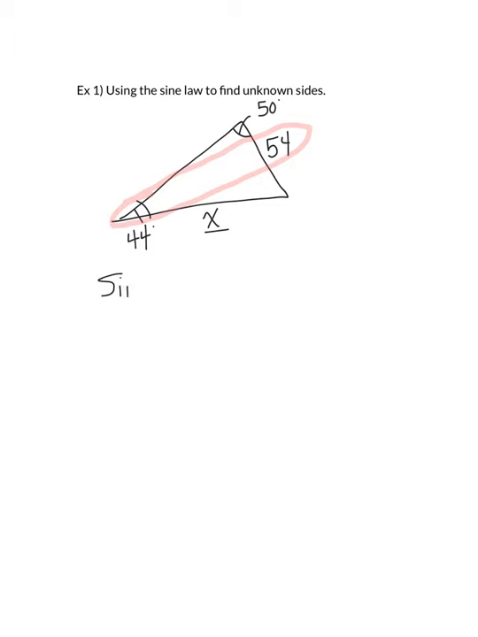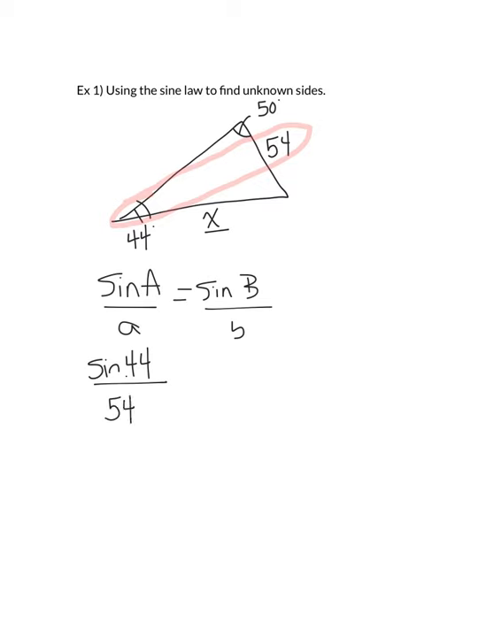So sine of A over A equals sine B over B. Now, the letters in this formula don't matter. If your triangle is labeled CDE, it could be sine C over C equals sine E over E. I just always use A and B because you can label a triangle however you want. So sine of my angle, remember, an angle always needs to go after a sine, cos, or tan. So sine of 44 divided by its matching side length of 54 is equal to sine of my other angle, so sine of 50, divided by its matching side length x.